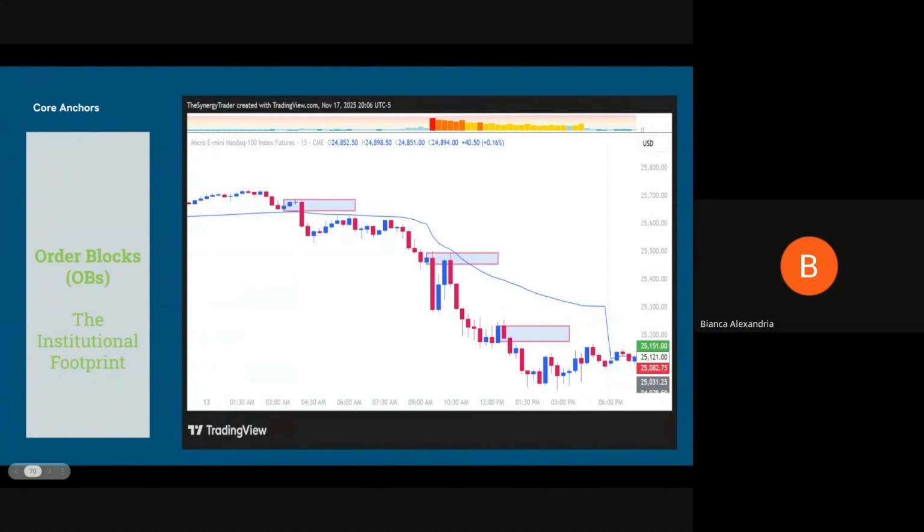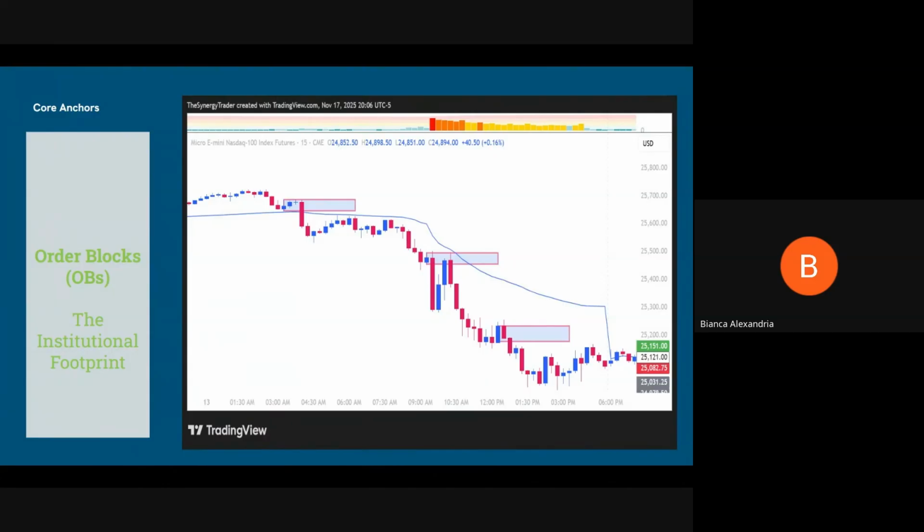Alrighty. So there was something that I missed last week regarding order blocks. What they are is the last opposing candle before a displacement move. An order block is the last candle before the momentum move that will most likely create a fair value gap as price moves in that direction.